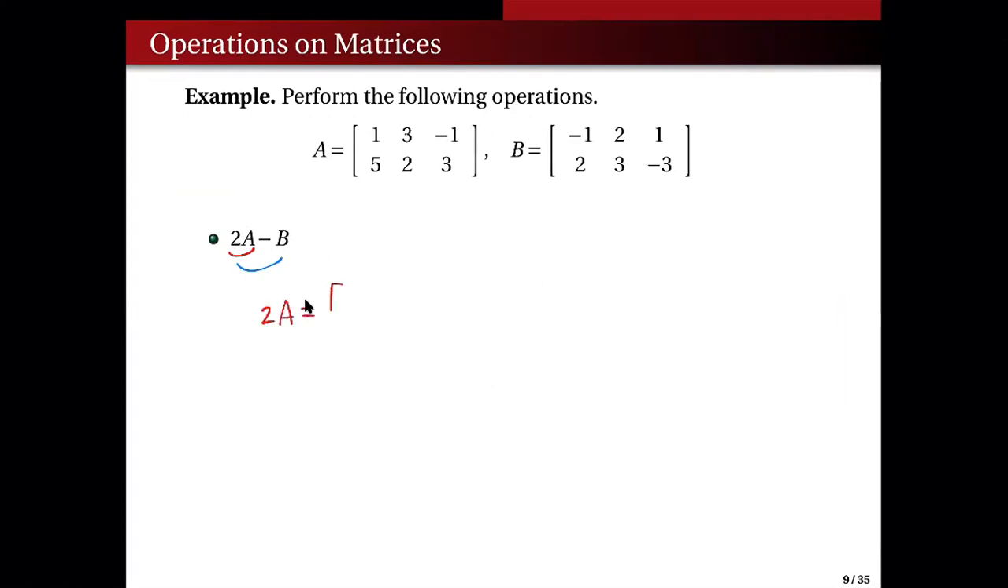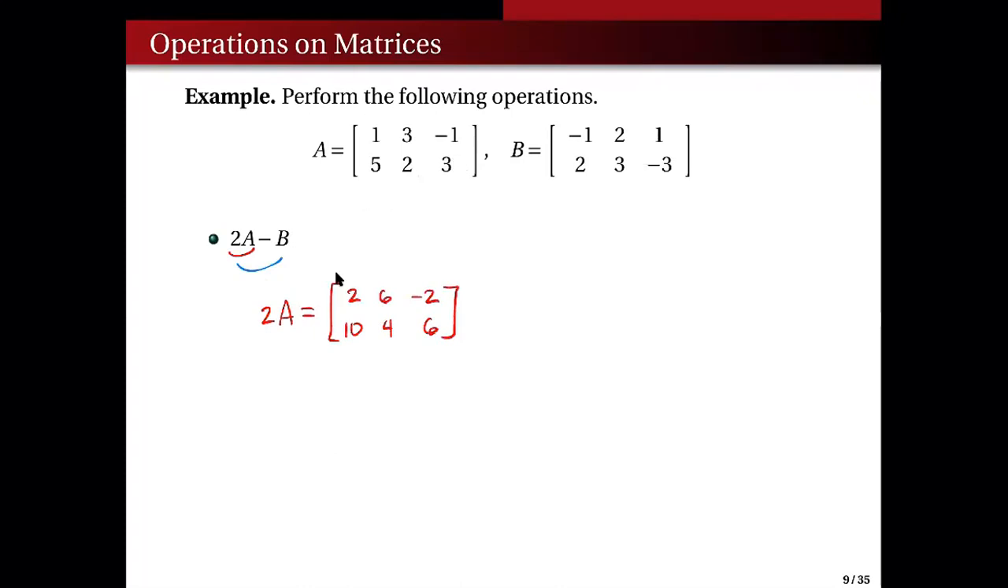So 2A means we just need to multiply 2 to all the entries of the matrix A. So 2 times 1, that's 2. 2 times 3 here, that's 6. 2 times negative 1, that's negative 2. For this, you have 2 times 5, that's 10. 2 times 2, that's 4. And then 2 times 3, that's 6.